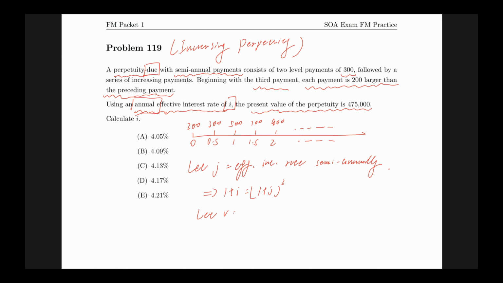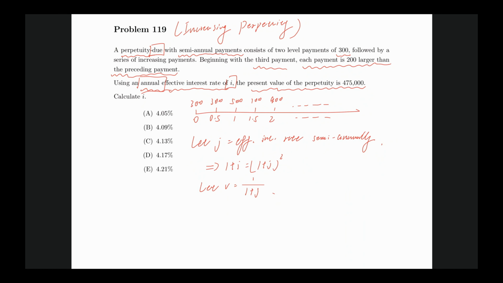Maybe let's get our variables straight. Let V, the discount factor, be the discount factor for half a year. So we're using J instead of I's here. Okay, so now we're ready to set up our equation.